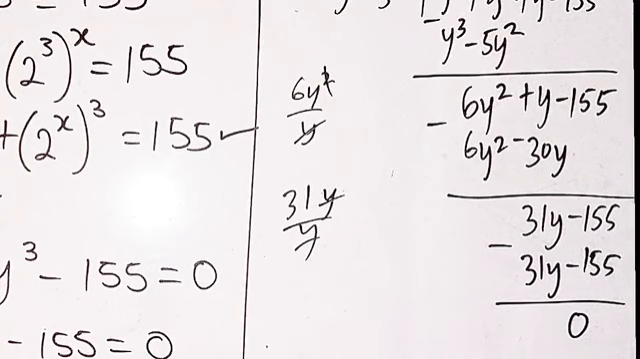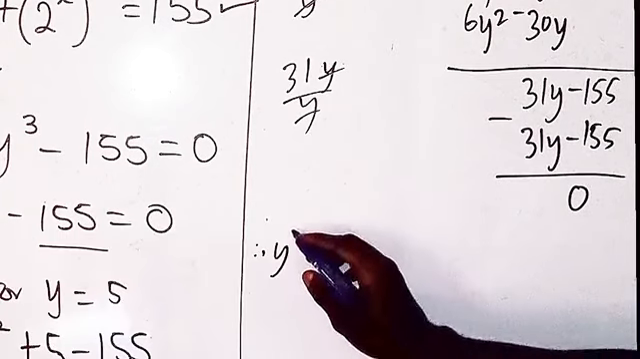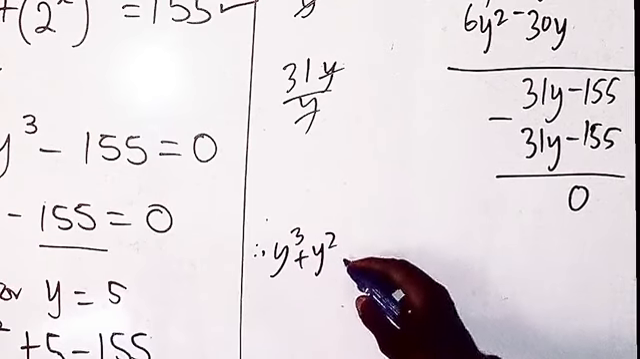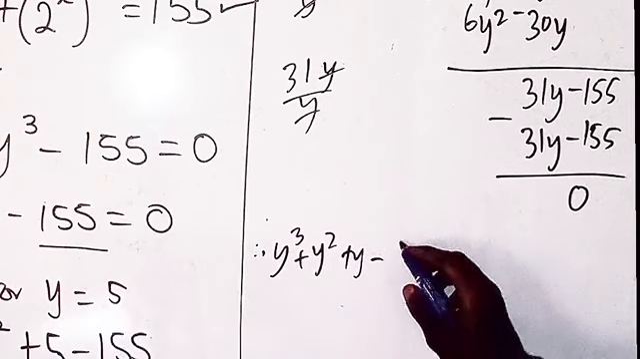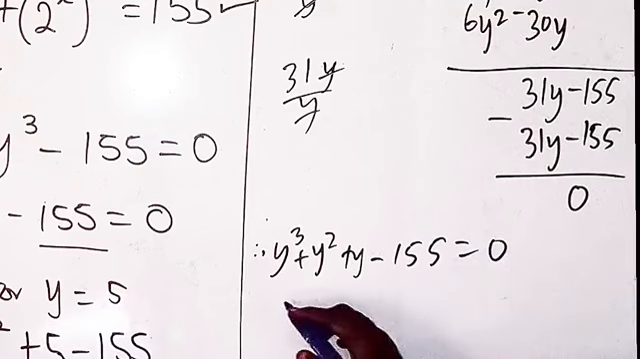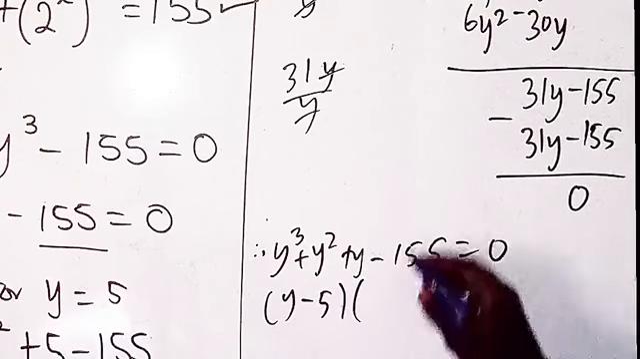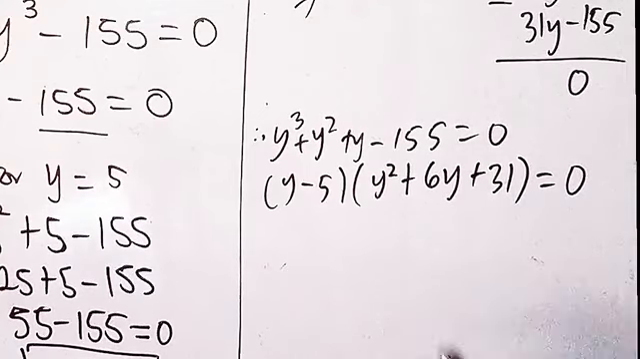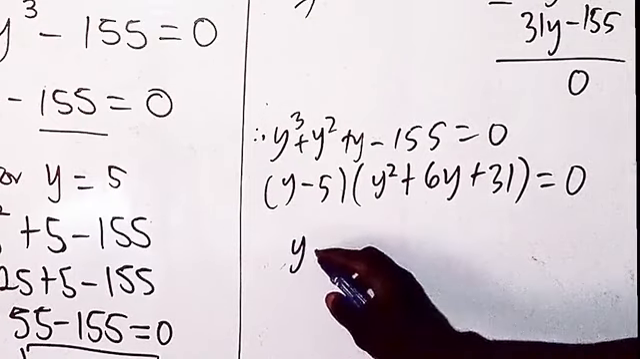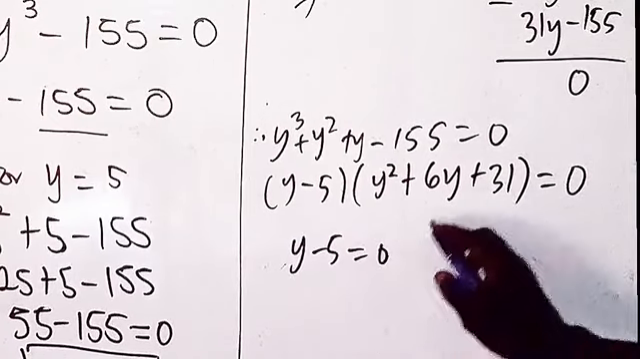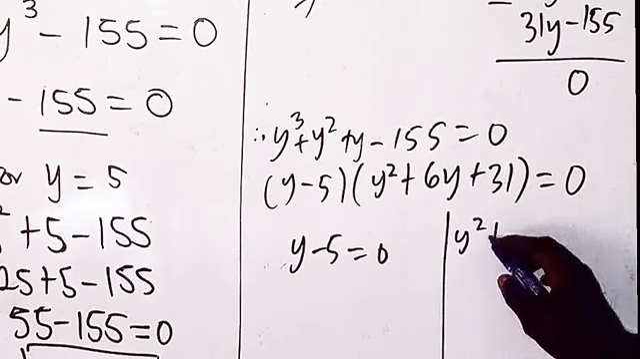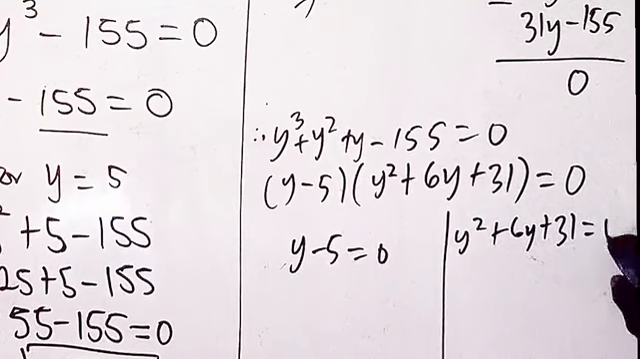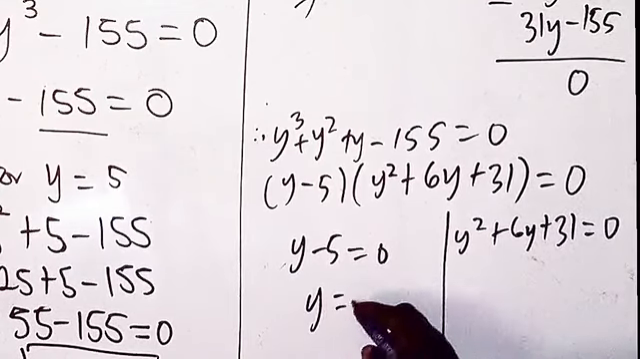So by doing that, we can see that y cubed plus y squared plus y minus 155 equals 0 is the same thing as y minus 5, multiplied by y squared plus 6y plus 31, which is the quotient we have here, all equals 0. So here we've already gotten y minus 5 equals 0, and then here we have y squared plus 6y plus 31 equals 0. So therefore here we have y to be 5.